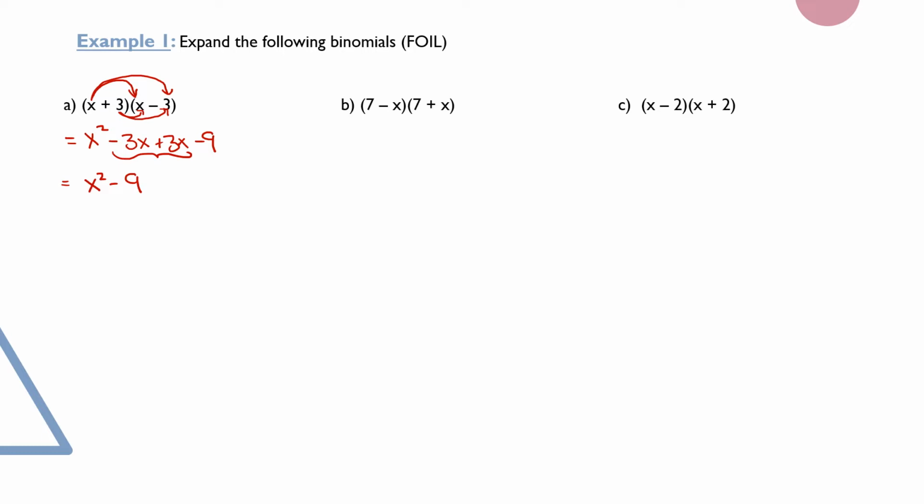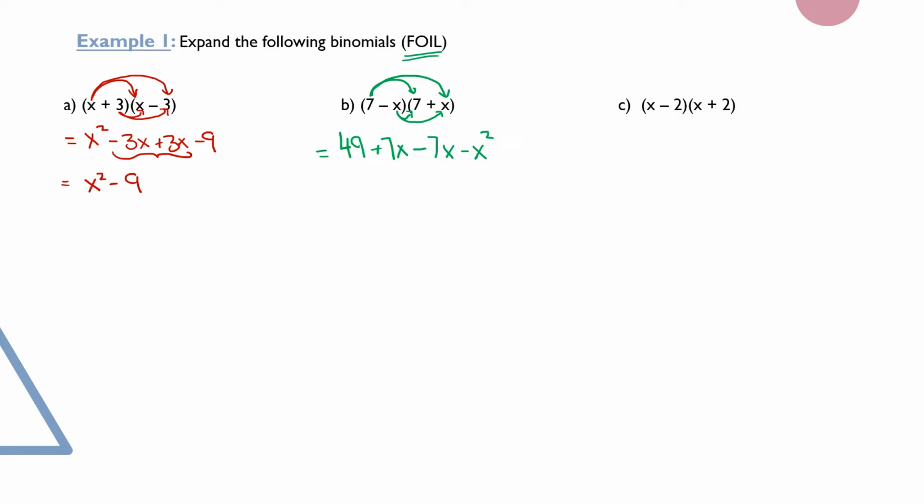So without going over FOIL, without focusing on first, outside, inside, last, we're just going to make sure we get every combination. So this 7 in the front needs to get multiplied into both terms of the second bracket. So 7 times 7 first is 49, and then 7 times x is 7x. Now I need to multiply the second term in this bracket by both terms in the other bracket. So this way I get every combination multiplied out, and that's a negative x. So negative x times 7 is minus 7x. And then negative x times positive x is negative x squared.